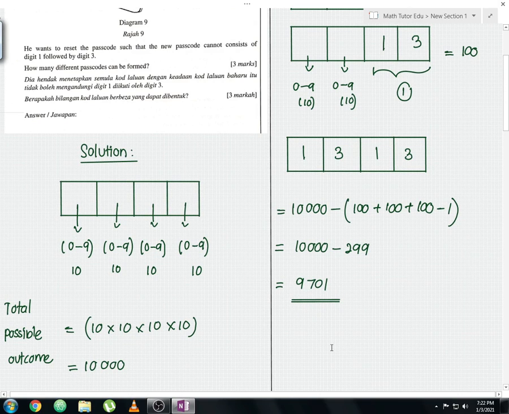So that is all for the step-by-step working and solution for this question. I hope you understand the full working that I've shown to you.